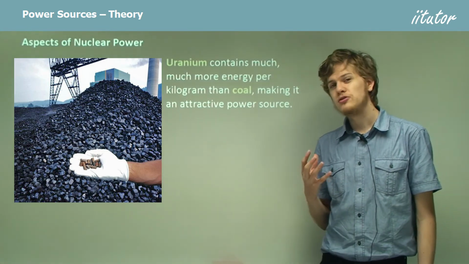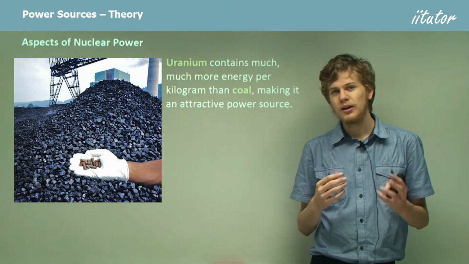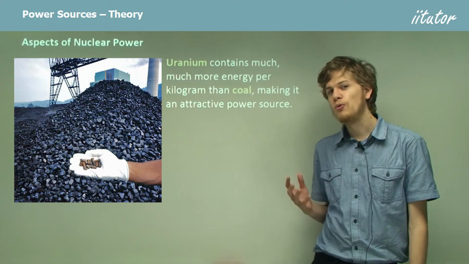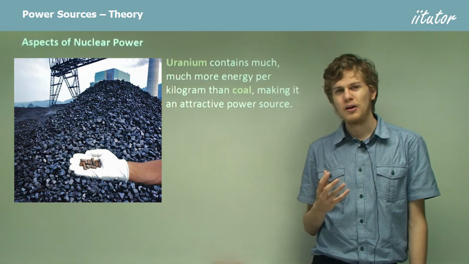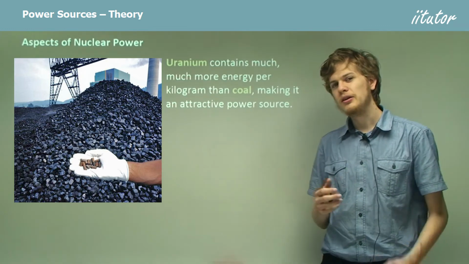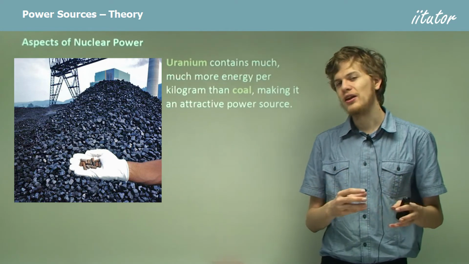The huge mountains of coal in the background of the photograph only contain the same amount of power as the few pellets of uranium in the foreground. You can see now why uranium is a more attractive power source than coal, simply in terms of the energy density, that is, the amount of energy that they contain.